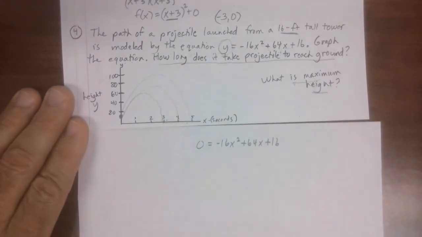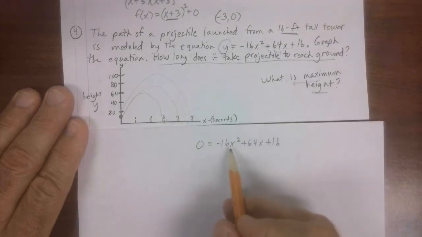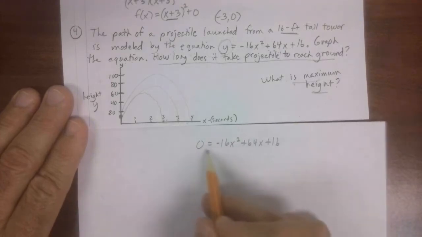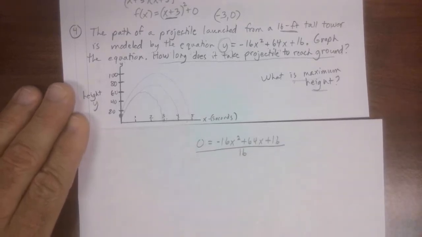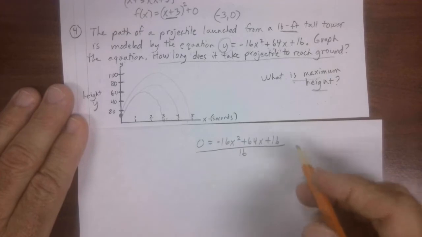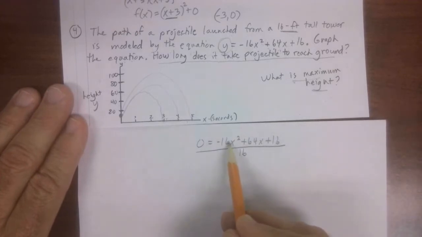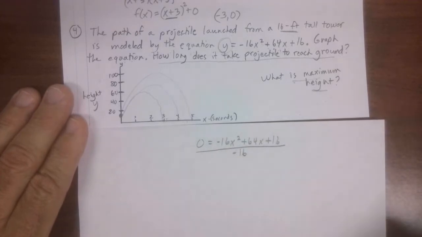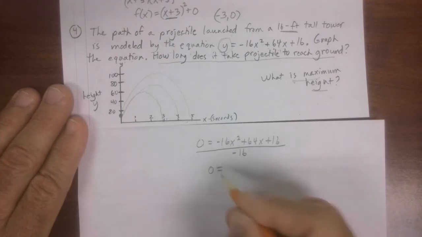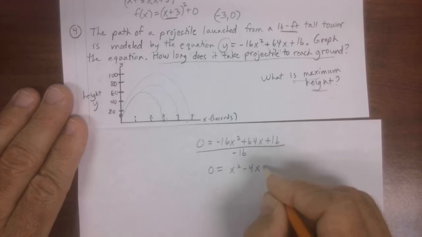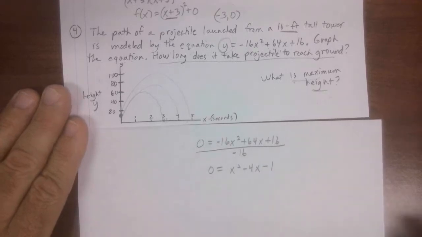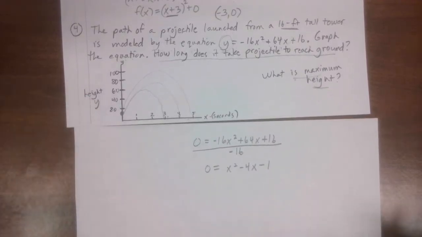You're looking at it and you're going, whoa, we're not really going to factor that, are we, or complete the square? No, no, no. Notice 16 will go into all of these. On these little problems, they're going to make the numbers work out, I hope. And I like it when my squared term is positive, so I'm going to divide by negative 16. So I get 0 equals x squared minus 4x minus 1. That's going to make our job to find x a lot easier.